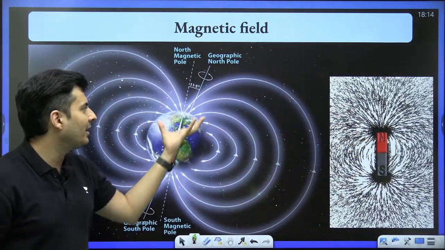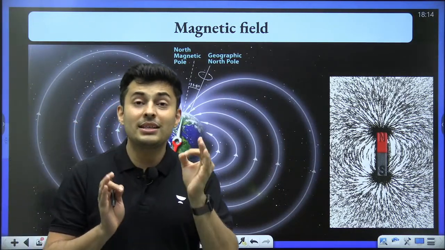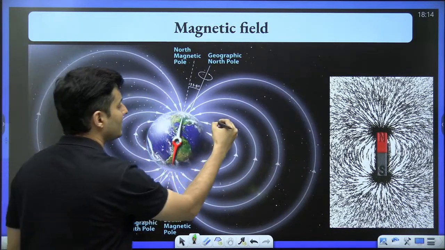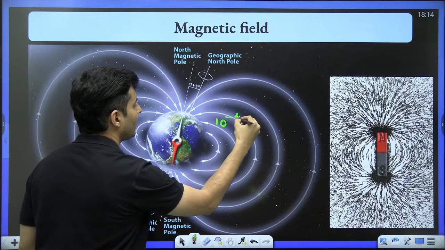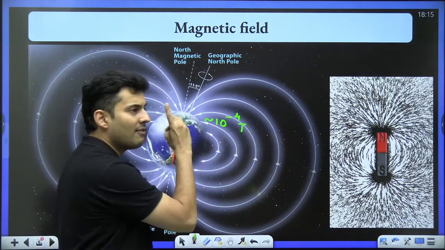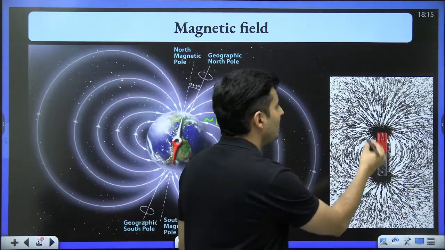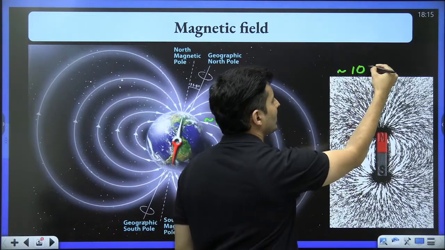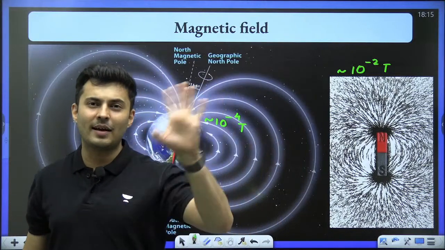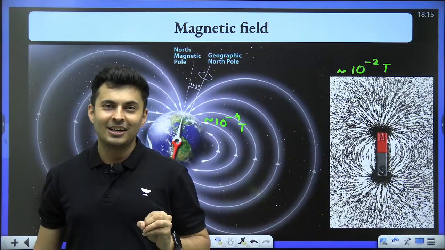Do you know how much the magnetic field is roughly around Earth on the surface? It is very small, 10 to the power minus 4. So the Earth's magnetic field on the surface is approximately 10 to the power minus 4 Tesla, basically one Gauss. If you go around a bar magnet, the magnetic field is approximately 10 to the power minus 2 Tesla, meaning 0.01 Tesla. That's the order of the field if you take a bar magnet.